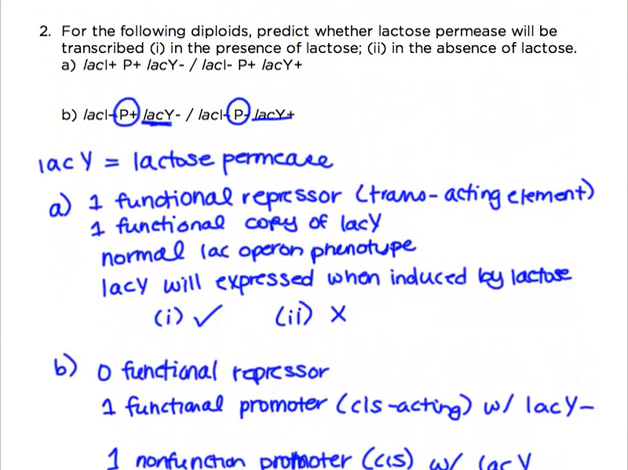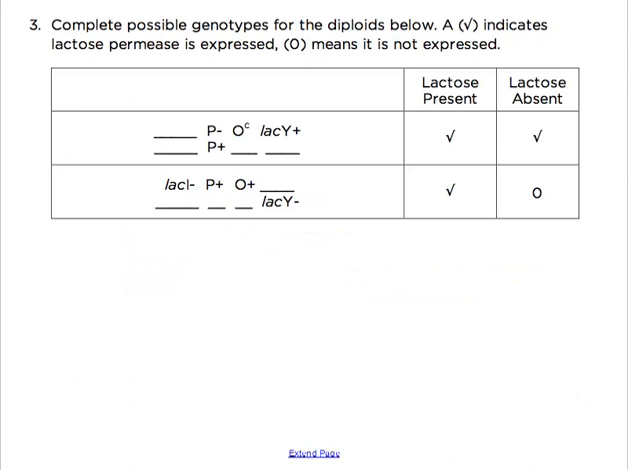Okay, so just to drill this in, you need to know what the trans-acting elements are and what the cis-acting elements are. Just to recap, if you're making a protein like a repressor protein, those are normally trans-acting because they can diffuse to whichever copy of the operon. But cis-acting elements are usually the operators, the promoters, and the structural genes because they are part of the DNA of the operon.